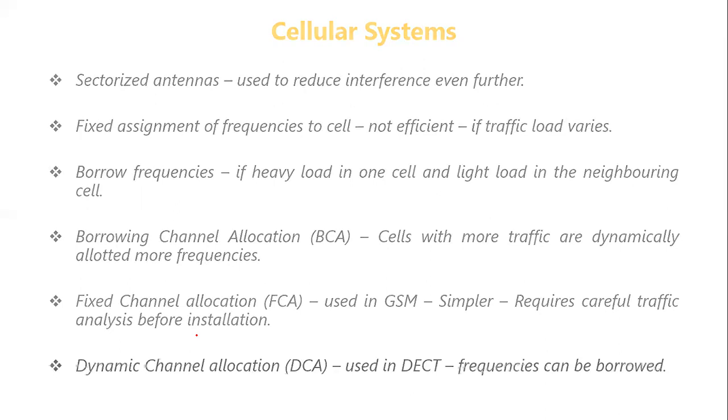So in the sense, frequencies can be reused if you have multiple cells instead of one single common base station. The frequencies can be reused. Also, huge cells do not allow for more users. The number of users per base station will be less, which is manageable. And the next reason is it needs less transmission power.